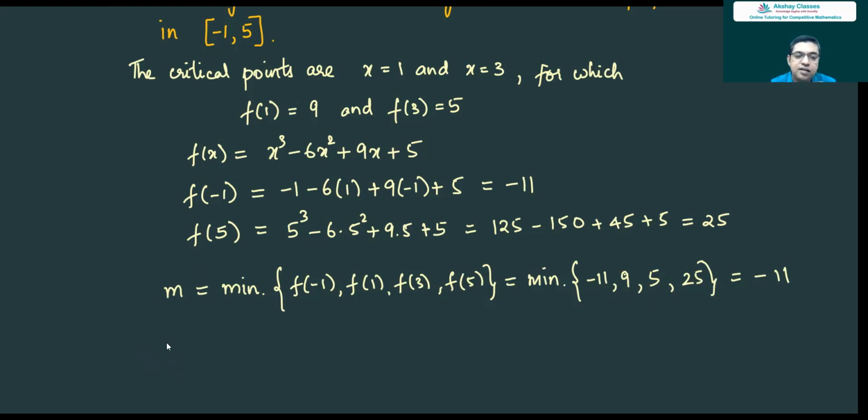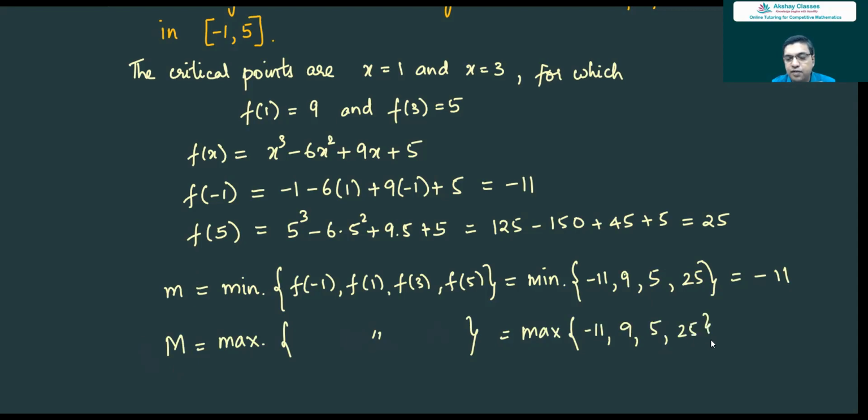Alright. Capital M is the maximum of the same thing. It is the maximum of minus 11, 9, 5, 25. 25 is the maximum. So the global minimum is minus 11, the global maximum is 25, amongst these. If the interval changes, of course, the minimum and maximum values change.